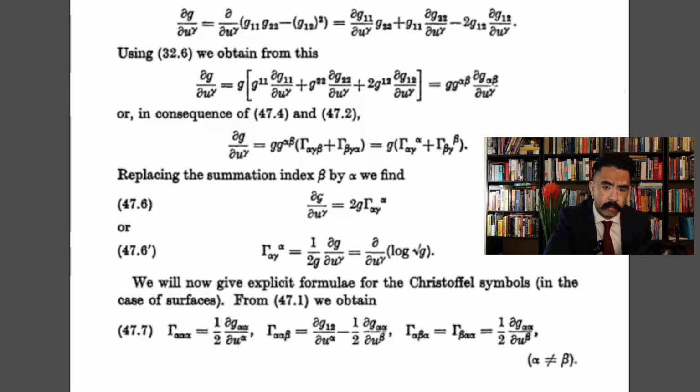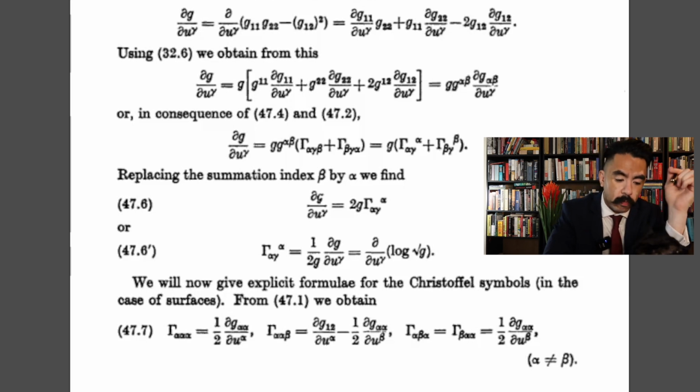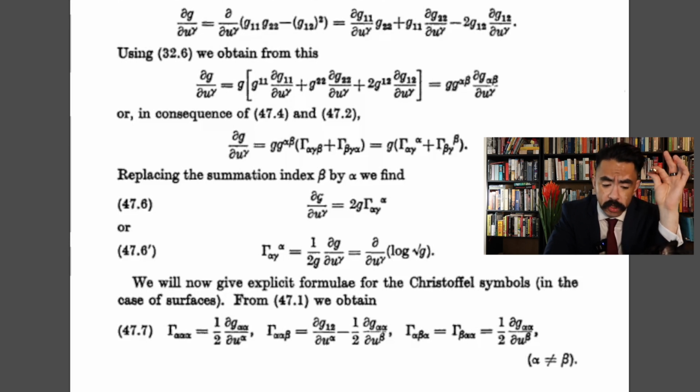From the relation in the beginning of the section, we obtain Christoffel sub alpha alpha alpha equals 1/2 partial g sub alpha alpha partial u alpha. Then Christoffel sub alpha alpha beta equals partial g sub 1 2 partial u alpha minus 1/2 times partial g sub alpha alpha partial u beta. Then Christoffel sub alpha beta alpha equals Christoffel sub beta alpha alpha, which then equals 1/2 times partial g sub alpha alpha partial u beta, where in all of these alpha does not equal beta.